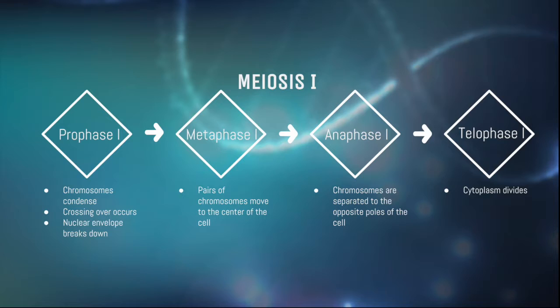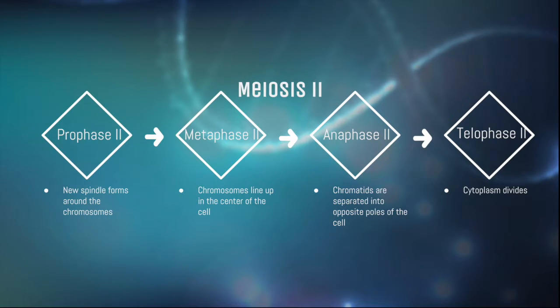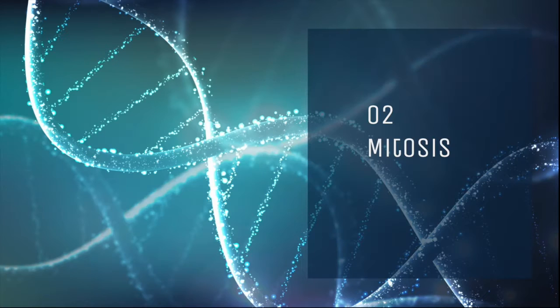Homologous chromosomes are chromosome pairs that are similar in length, gene position, and centromere location. In telophase 1, the chromosomes once again gather in the center of each cell, and the cell divides. Then, meiosis 2 begins. In prophase 2, a new spindle forms around the chromosomes. In metaphase 2, chromosomes line up in the middle. In anaphase 2, chromatids are pulled apart. And in telophase 2, the cytoplasm divides.